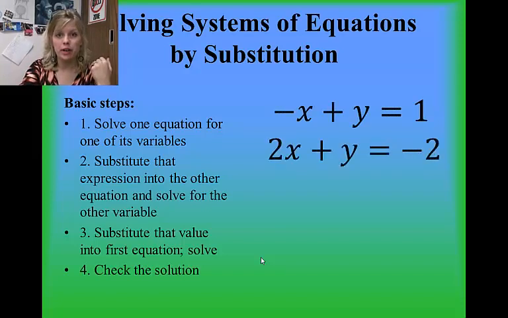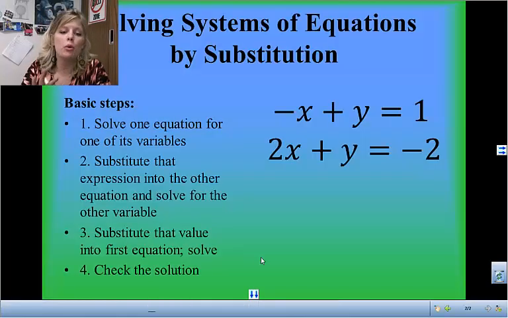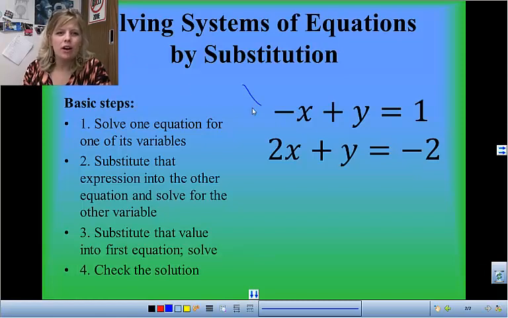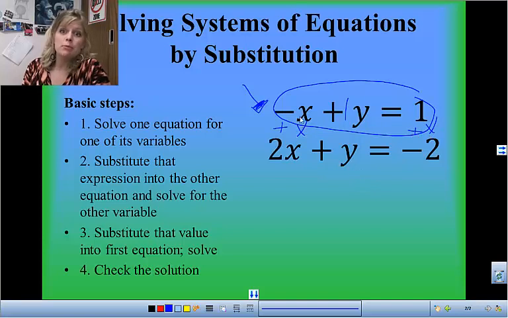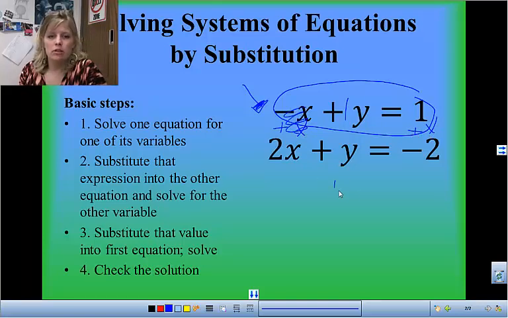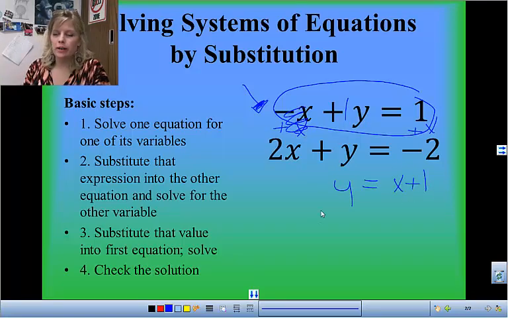2 equations, right? Which one do you solve for? It doesn't matter. You can solve for top or you can solve for bottom. You're going to get the same answer. Let's say this one looks pretty easy to solve for. Why? Well, y already has a 1 in front of it, and that would be one step. How do I get y alone? I'm going to add x to both sides. Negative x plus x cancels out. So I have y equals x plus 1.